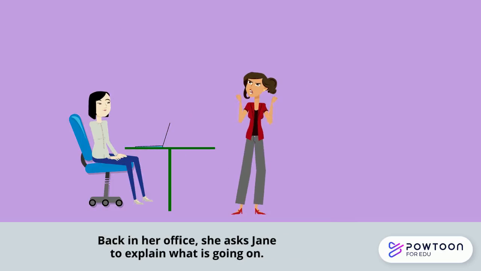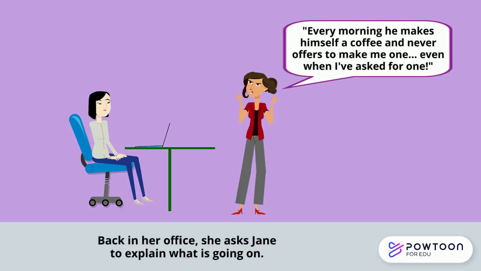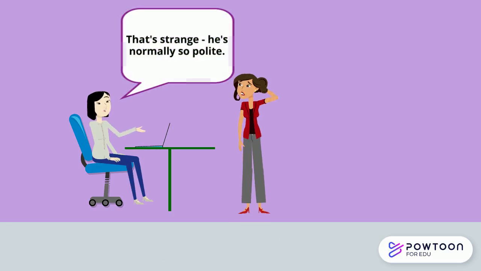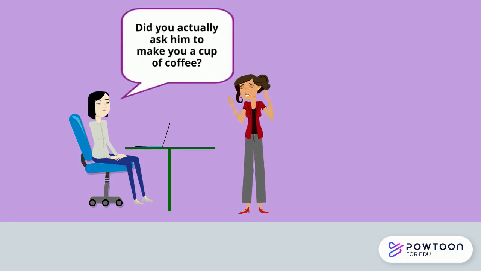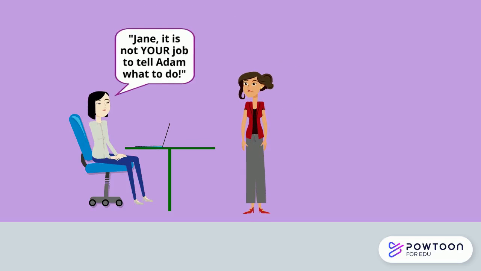Back in her office, she asks Jane to explain what is going on. "Adam is so rude. Every morning he makes himself a coffee and never offers to make me one, even when I've asked for one. Also, he won't do the tasks I ask him to." "That's strange. He's normally so polite. Did you actually ask him to make you a cup of coffee?" "Well, yes." "Jane, it is not your job to tell Adam what to do."